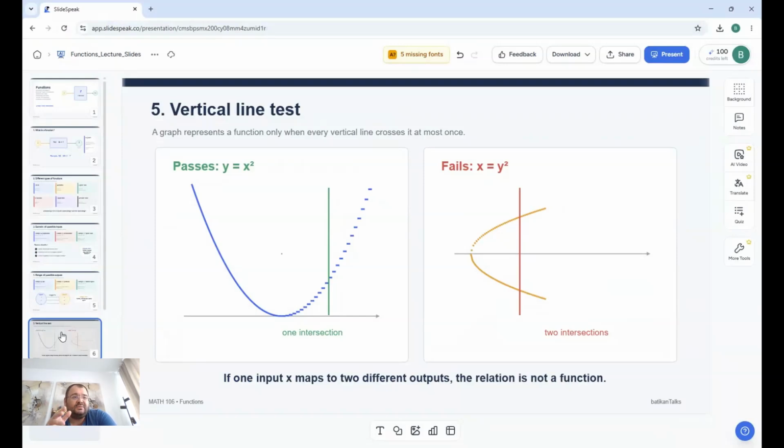If it crosses your graph multiple times, that means there is an x value which produces multiple values. In the first graph, for example, there is an x value which produces one y value. There is no problem, so this graph is considered to be a function. But for the second one, the line crosses the graph at multiple y values. That's why you have one x value which maps to two different y values, so it is not considered to be a function.